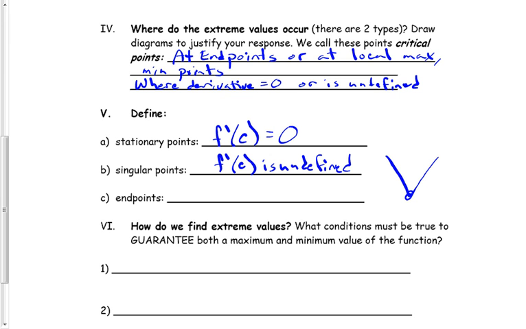Okay. Stationary points occur at smooth curves, max and min values. We can have a local max and we can have an absolute max. Endpoints, I don't know that this requires a lot of explanation other than the fact that if you're given a closed interval, they're going to be defined for you. They'll tell you that that function is on a closed interval.